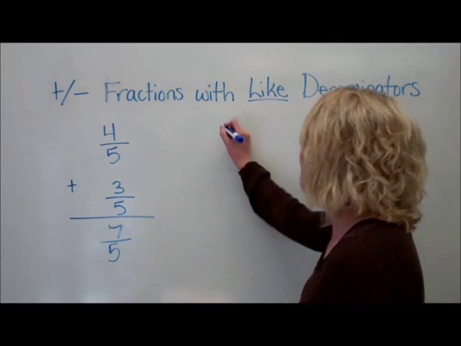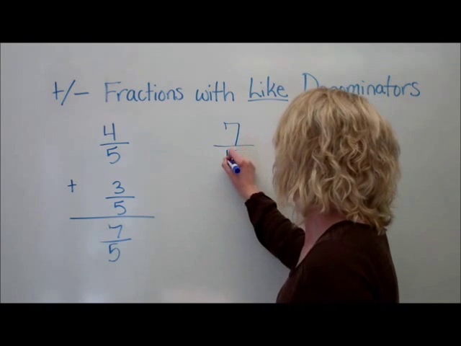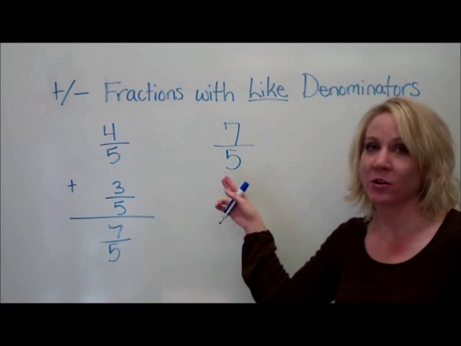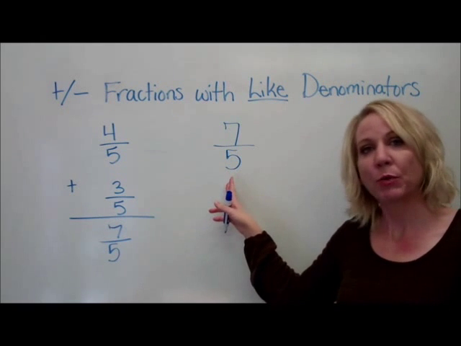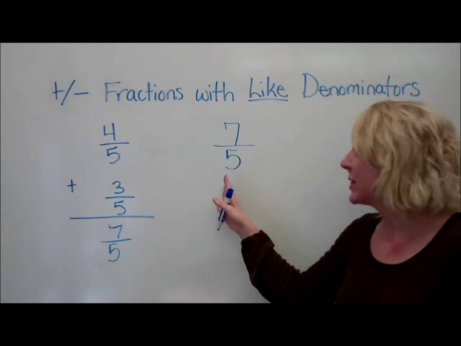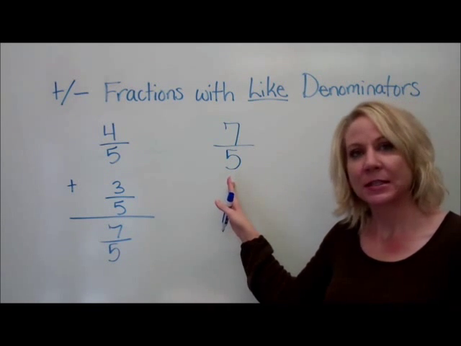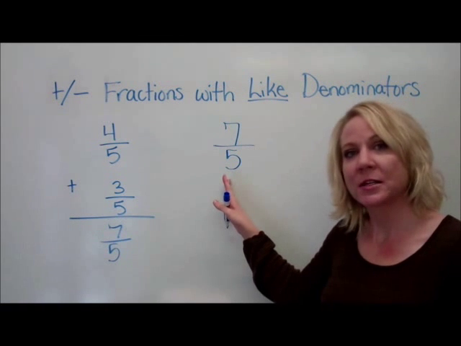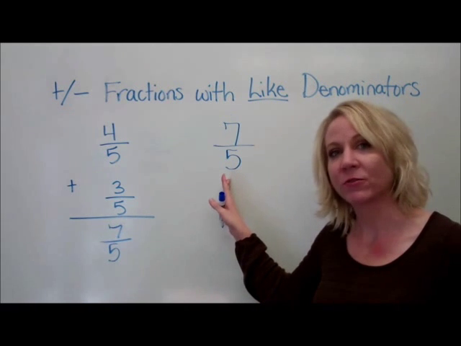Let's consider this. We have a fraction 7/5. What is happening here is our numerator is larger than our denominator. This is called an improper fraction. I sometimes refer to it as top-heavy. When that happens, we need to convert this improper fraction into something called a mixed number. A mixed number includes a whole number and a fraction.